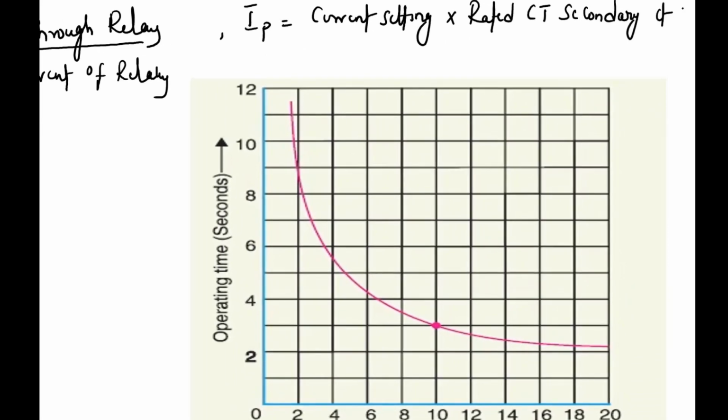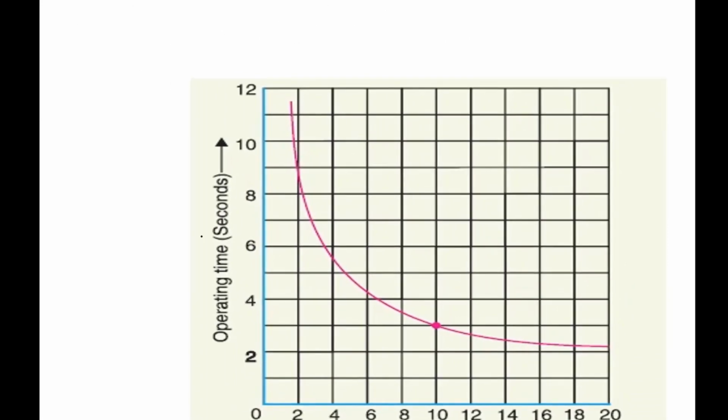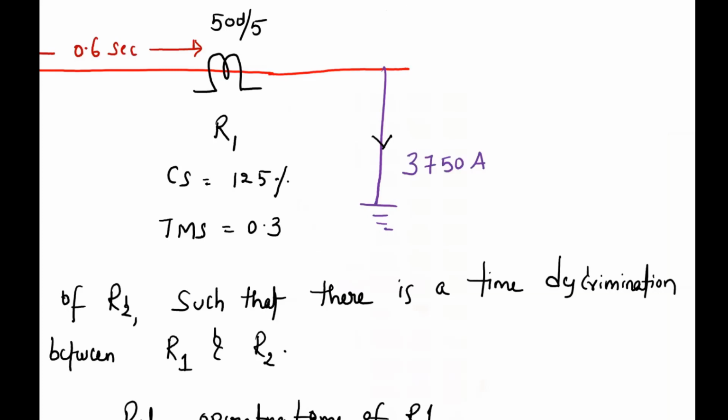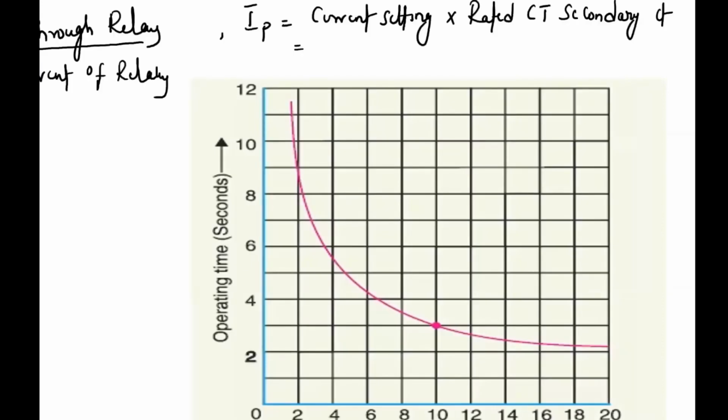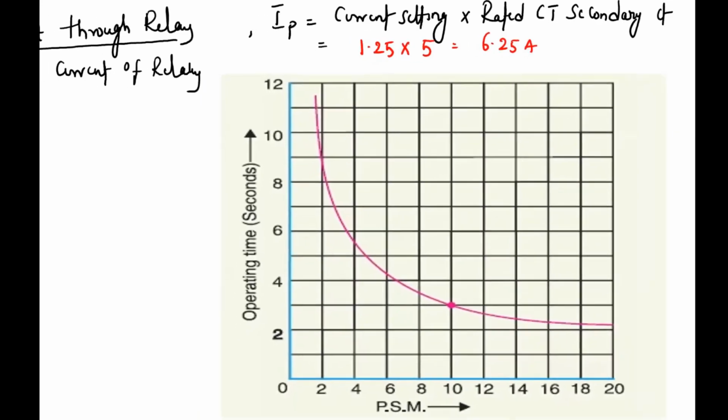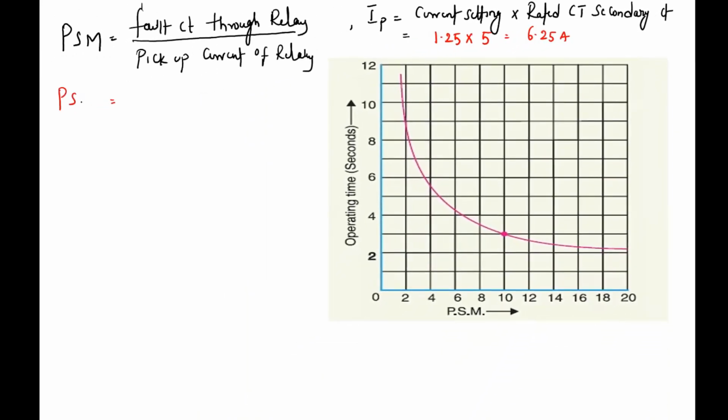Everything we have discussed yesterday. So the current setting for the first relay is 125%, and the rated secondary CT current is 5 ampere. So this value will become 1.25 into 5, that is 6.25 ampere. If you substitute this value, the plug setting multiplier for the first relay is 37.5 divided by 6.25.